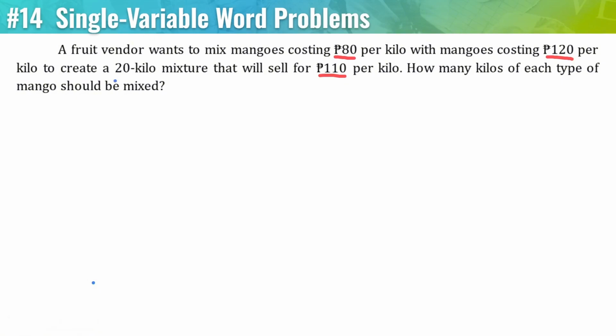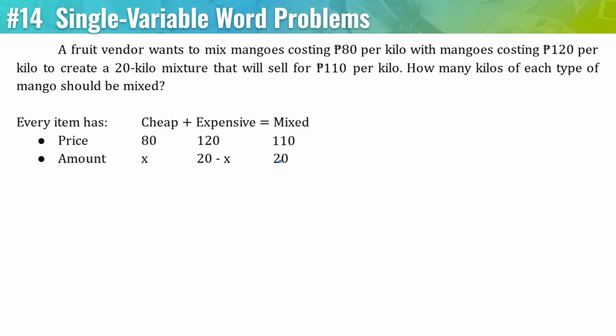The amount of the final mixture is fixed, but the ones here on top, 80 and 120, are not yet fixed. So what we need to do is assign a variable x, which is an unknown amount, and when we add it to another amount, it should equal 20. So that's going to be 20 minus x. When you add 20 minus x plus x, it's just going to be 20. So this will be our representation. Again, we are adding the cheap mangoes with the expensive mangoes to create a mixture.